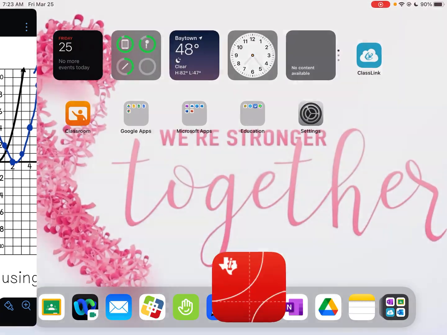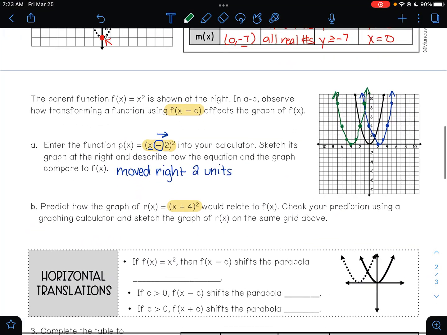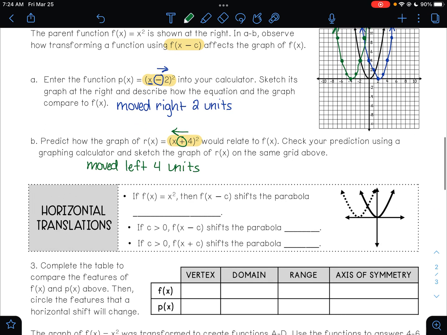I did not do a good job with that one. That's okay. Let's look at it. How did this one move? Well, if you guessed that it was going to move to the left, you guessed correctly. And it moved 4 units. Okay, so whenever there is a plus sign, it goes the opposite way. So that's what we need to keep in mind. When we're plugging in a number, if it looks like a minus, it goes in the positive direction. If it looks like a plus sign, it goes in the negative direction.